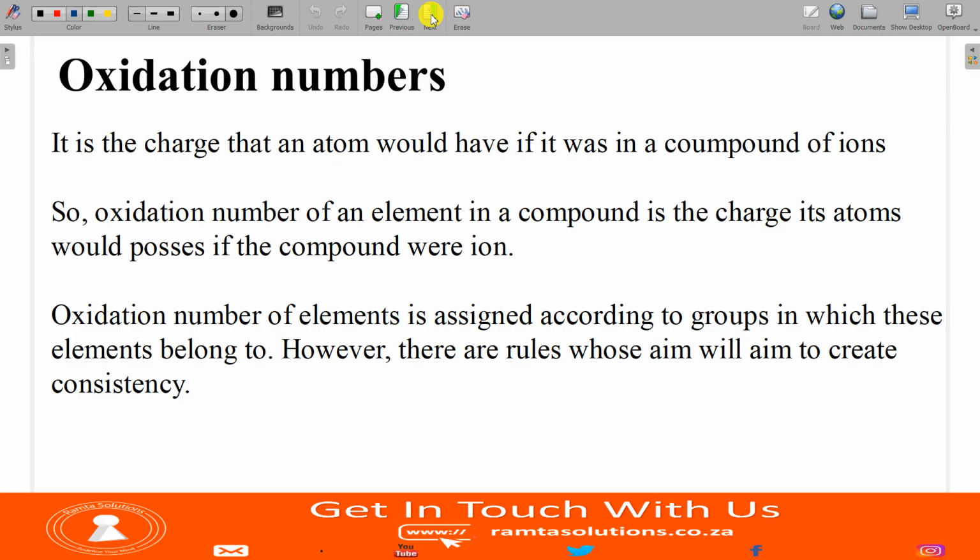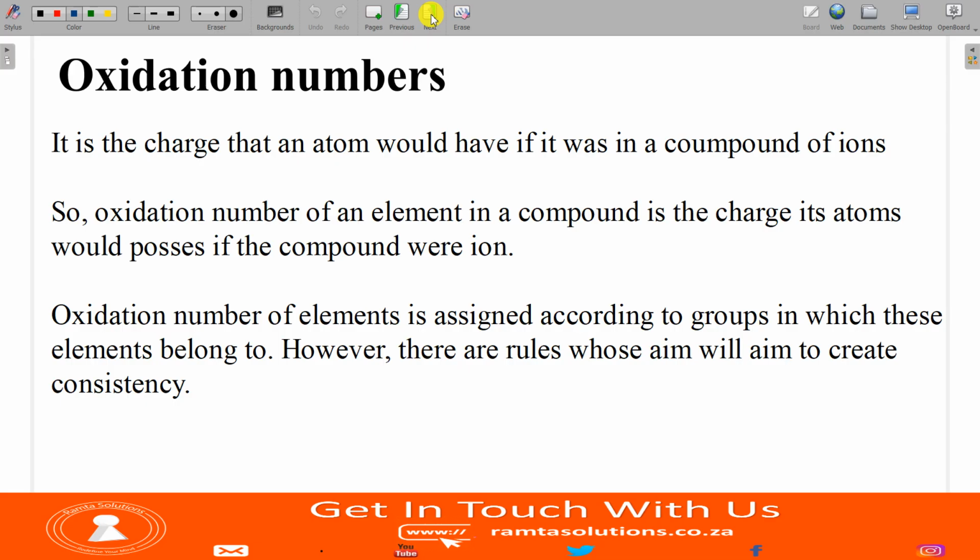So when we talk of oxidation numbers, we're talking of the charge that an atom would have if it was in a compound of ions. We are going to look at that shortly. To give more meaning to this definition, the oxidation number of an element in a compound is the charge that its atoms would possess if that compound were an ion.